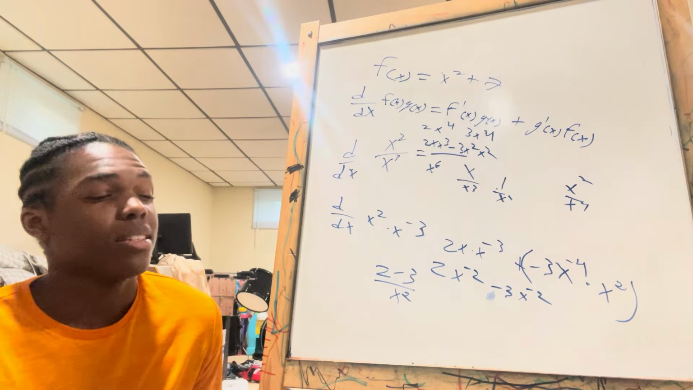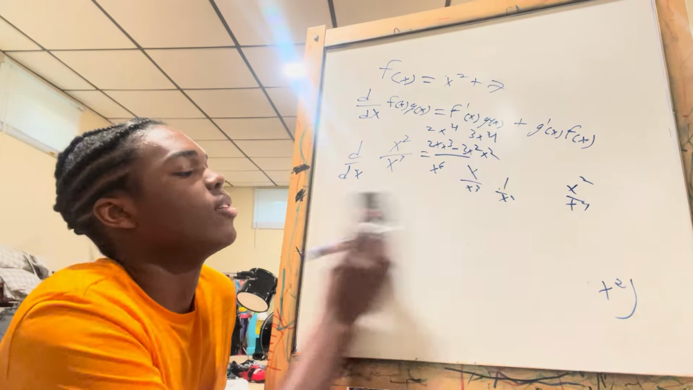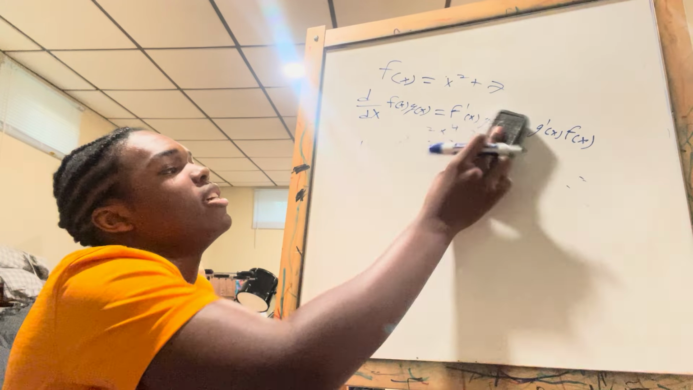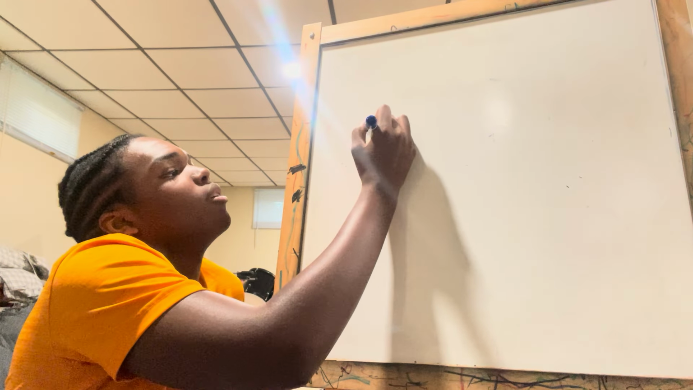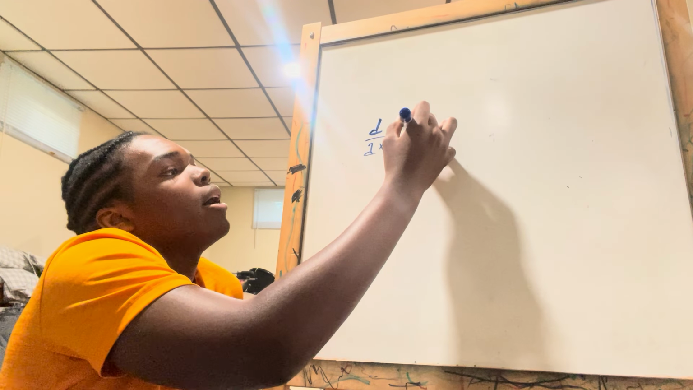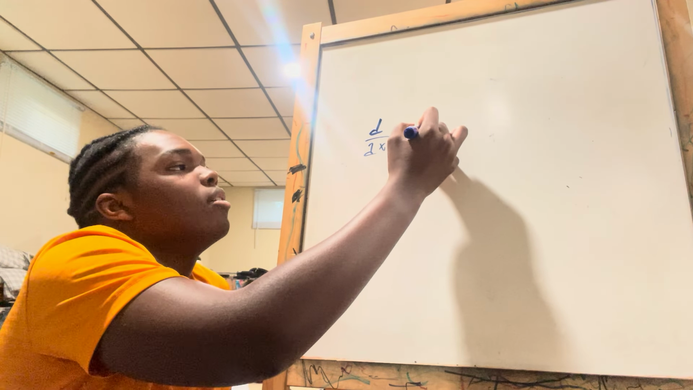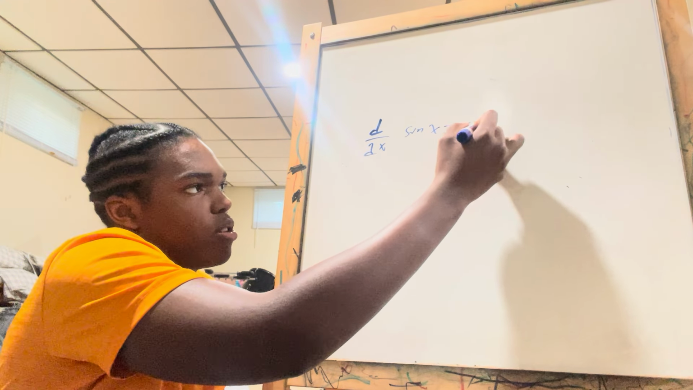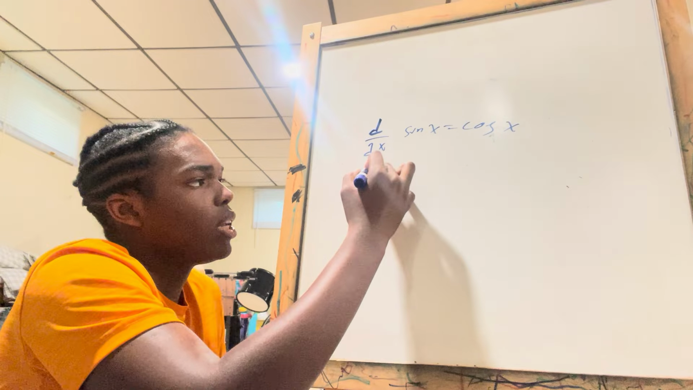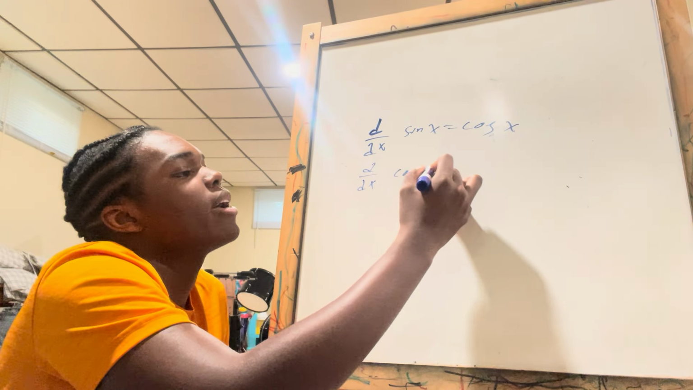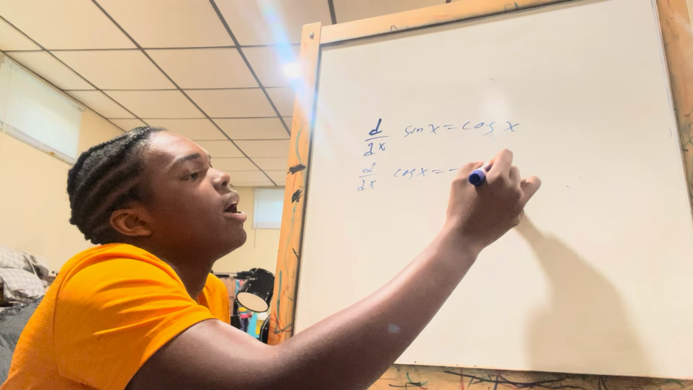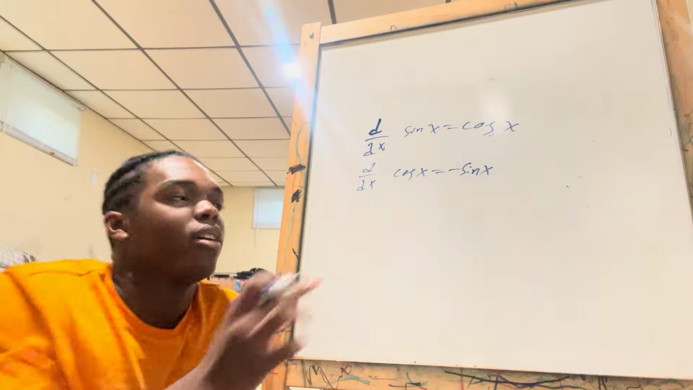Now, I believe that is all you need to know about derivatives, unless you guys, like me, love trigonometry. And I love me some trigonometry, so we're going to do some derivatives of trigonometry. Now, the derivative of sine of x equals cosine of x, and the derivative of cosine of x equals negative sine of x. That's what they are.